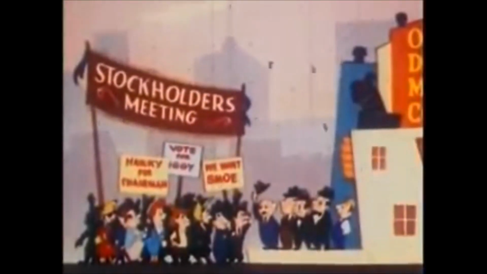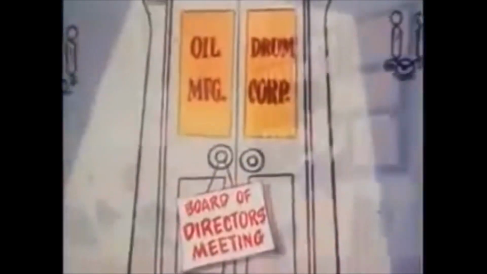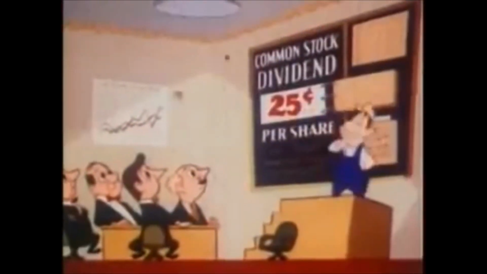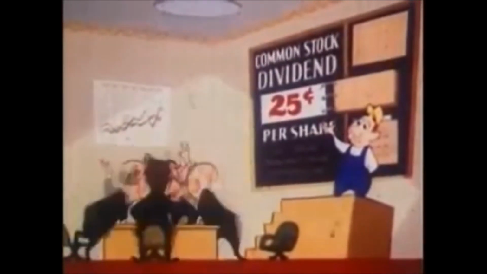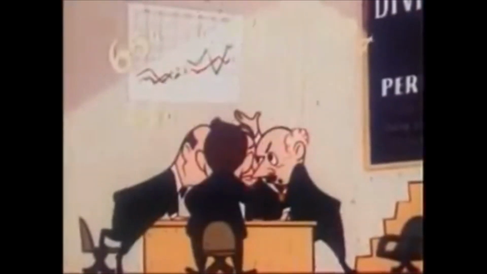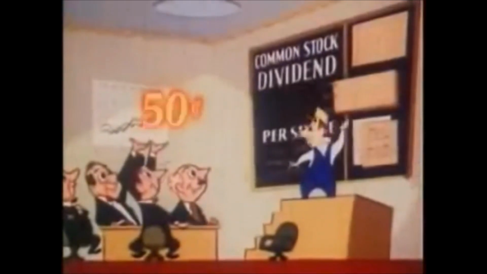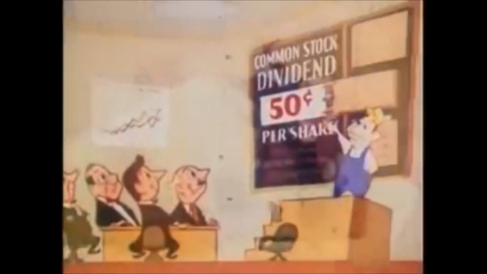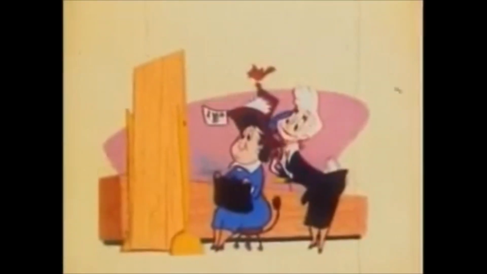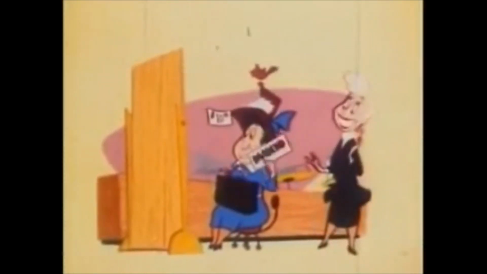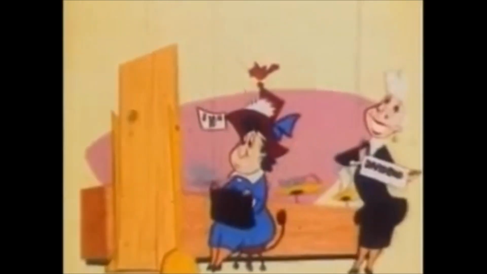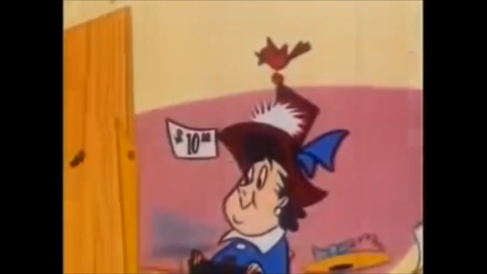Common stockholders elect the directors of the corporation. Directors represent the stock and are responsible for the way the business is run. Directors determine the amount of dividends, if any, to be paid out of earnings to the stockholders. Naturally, when stockholders invest in a business, they hope to receive dividends to help pay for necessities of life.